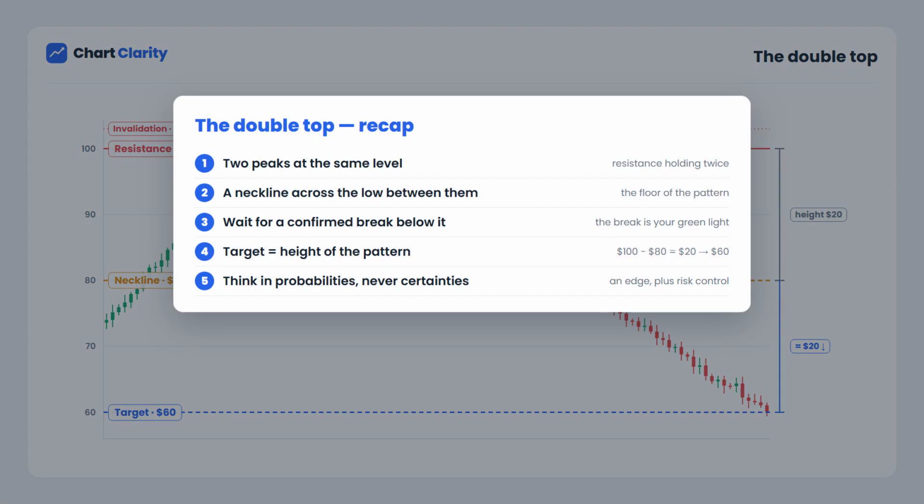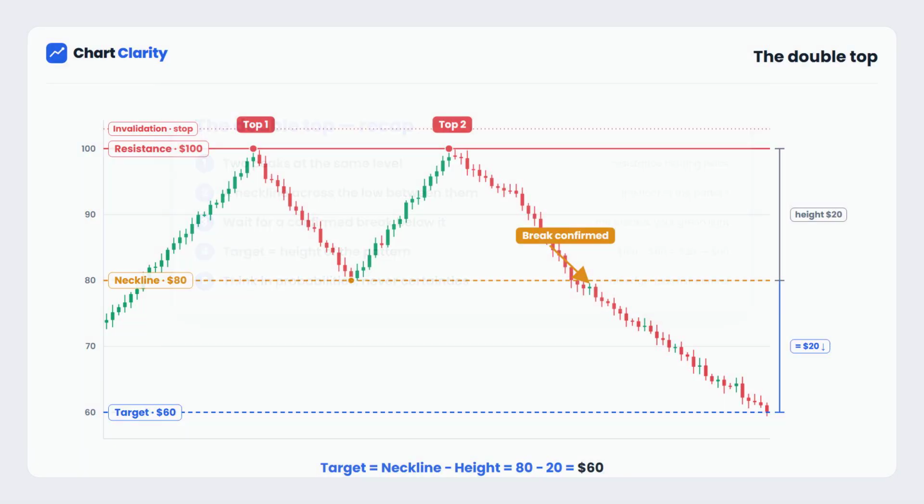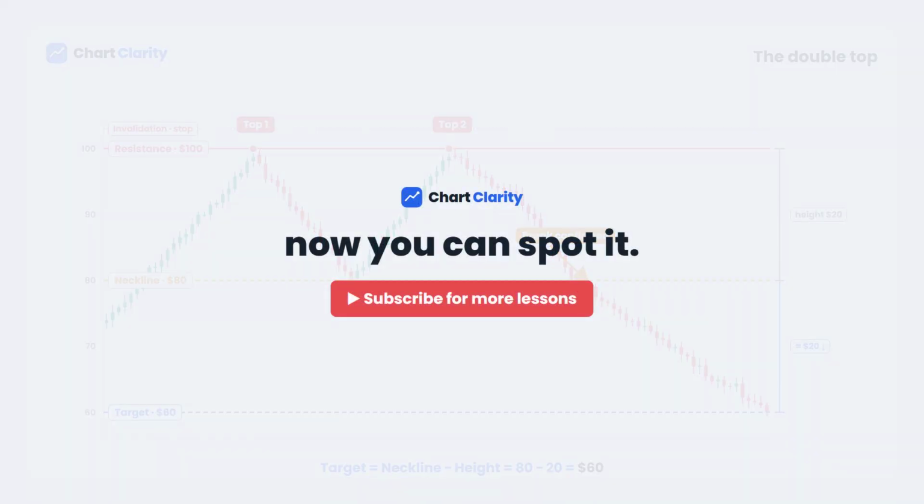Let's recap. Two peaks at the same level, resistance holding twice, a neckline across the low between them, a confirmed break below that neckline, a target equal to the height of the pattern. And through all of it, you think in probabilities, never certainties. That's the double top, one of the very first patterns every trader learns. And now you don't just know what it looks like, you understand why it works and how to think about it. So go find one.